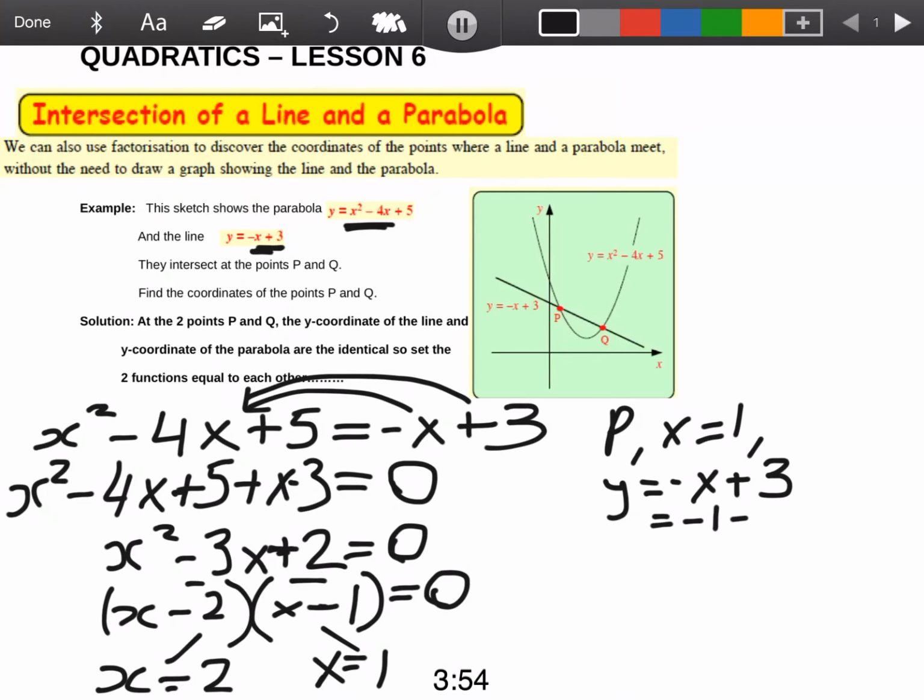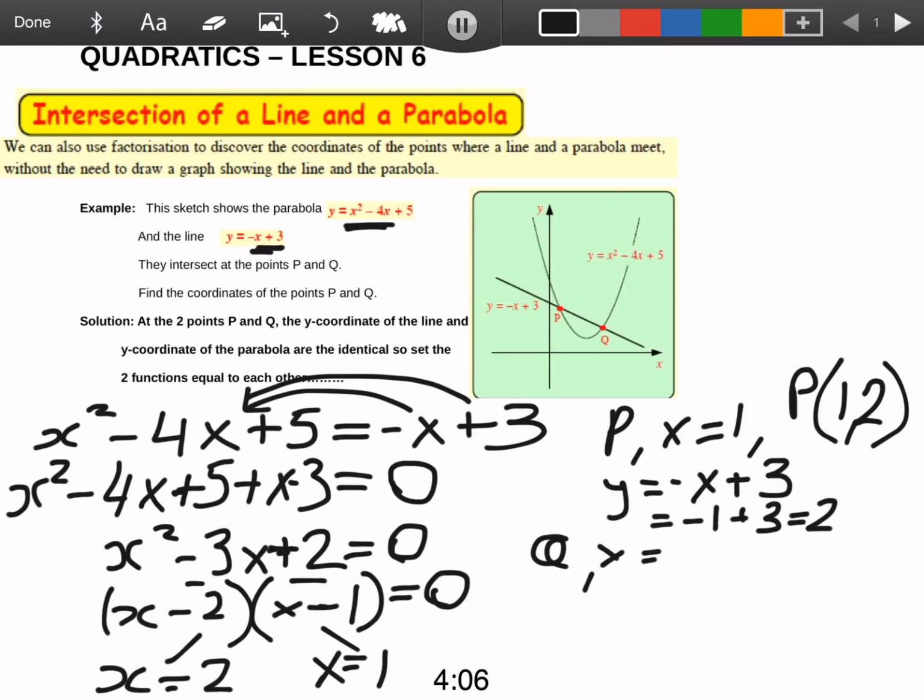Negative x, so negative 1, add on 3 is 2. So point P is actually the point x is 1, y is 2. Point Q, well, Q is obviously the other one, x equals 2 at point Q. So how do you find the y value? Well, sub it in. So it's going to be negative 2, add on 3, which is 1. So point Q is actually x is 2, y is 1.